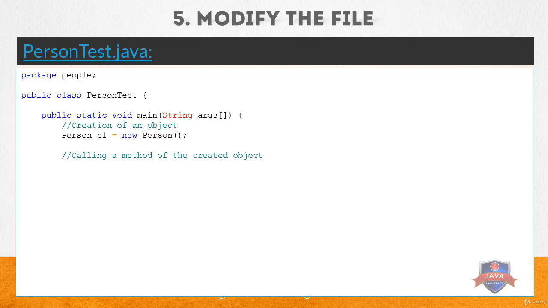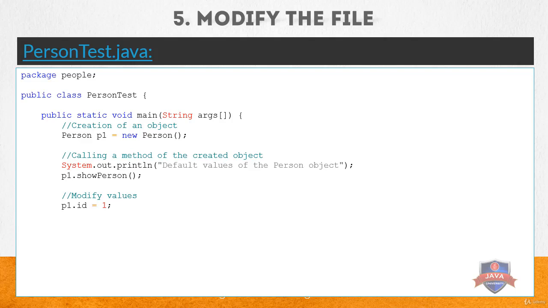After creating the object, we can call a method of the created object. For example, we can print default values of the Person object. And we can call the method showPerson. Remember that this method will print every value of its attributes. After that, we can modify the values, it means the attributes of this object.